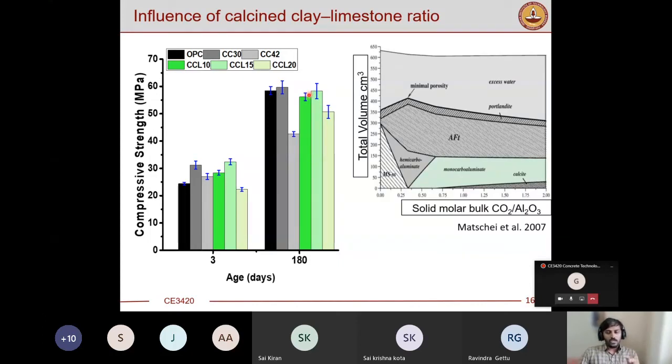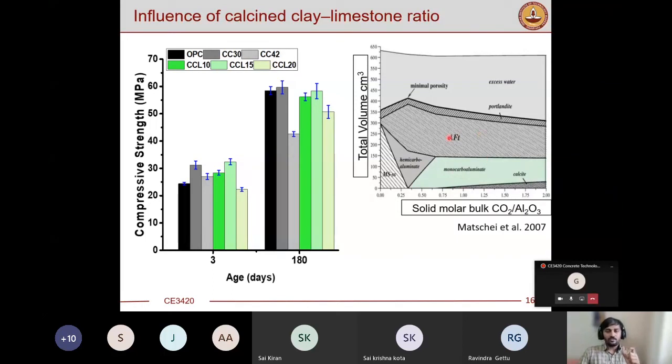If we start looking at the phase diagram, what really happens is when you have a combination of hemicarboaluminate and monocarboaluminate phases, which is at this reaction, right? The limestone brings in carbonate ions, the clay brings in aluminate ions. So the x-axis here indicates increase in the amount of carbonate to aluminate ions. When you have more amount of carbonate corresponding to aluminate, you form hemicarboaluminate. When the value increases, it forms monocarboaluminate, right?